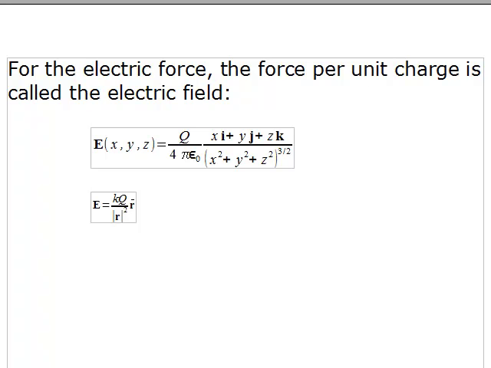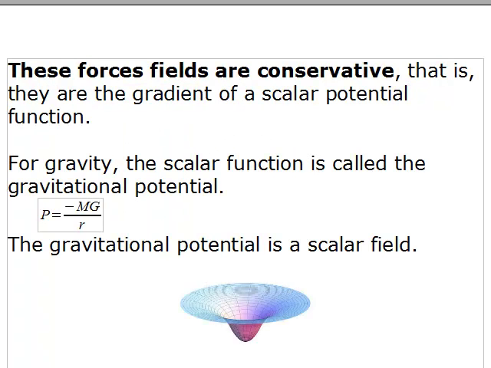When we do the same thing for the electric force, we end up with the electric field. And you can see again, it's exactly the same equation as before, with a few constants changed. Both of these fields are conservative. That means they're the gradient of some scalar potential function. Okay, that's what conservative means.